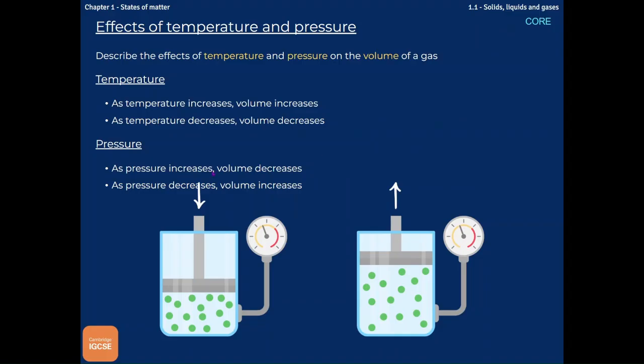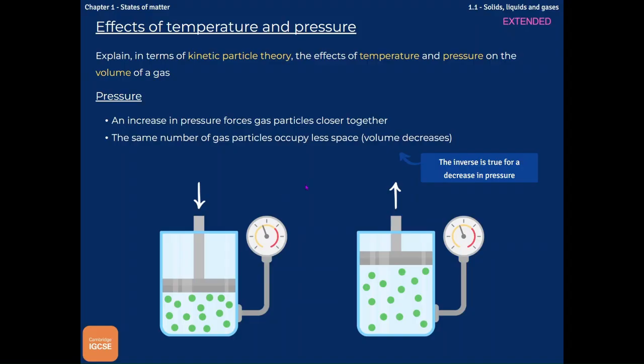As we look at pressure, right, as pressure increases, volume decreases. You can see that here, right? Push down, that's more pressure with less space. Or as pressure decreases, volume will increase. And that happens, right, because an increase in pressure forces the gas particles closer together. That means they have less space. The same number of gas particles occupy less space when the volume decreases, right? So they're going to collide, they're going to have more surface area to collide, right? When they have a greater volume.